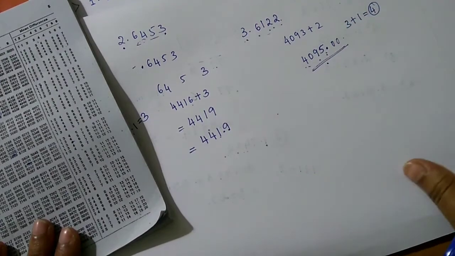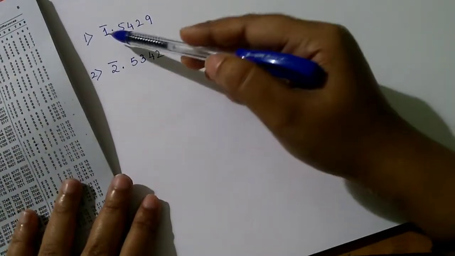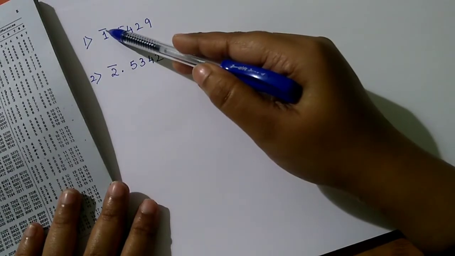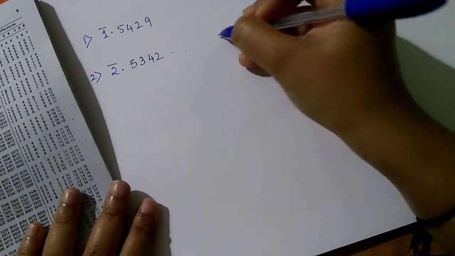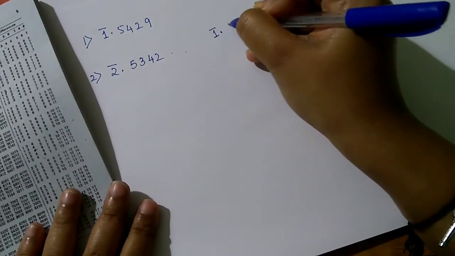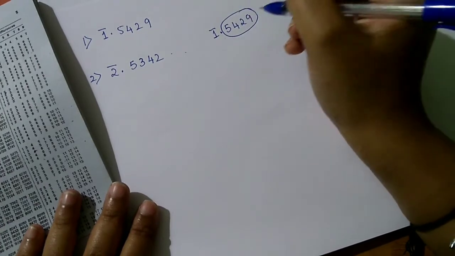Suppose there are negative numbers, that is, numbers less than unity. Then what steps do you have to follow? I've taken 2 examples here. What is the number? 1 bar 0.5429. So what do you have to do now? Same, 1 bar 0.5429. This mantissa part you have to check.